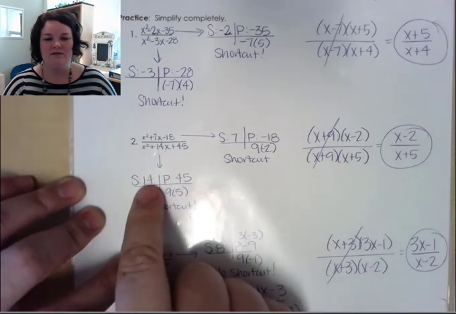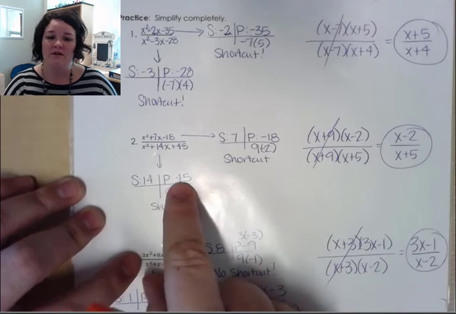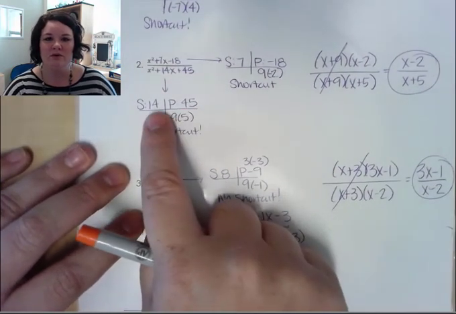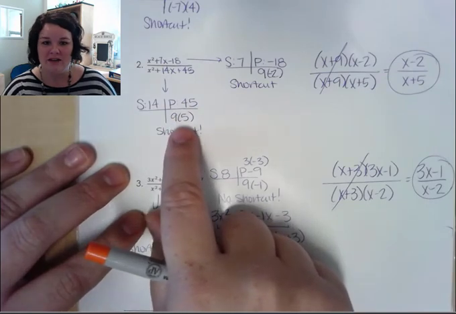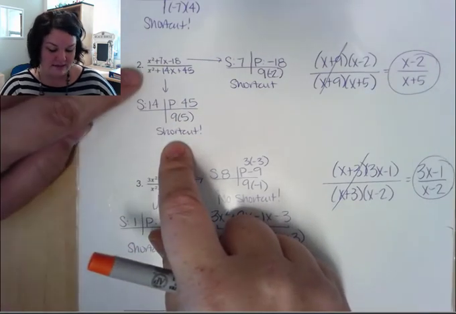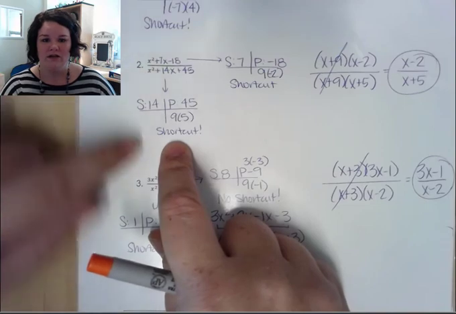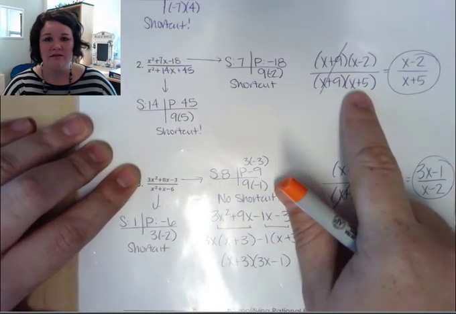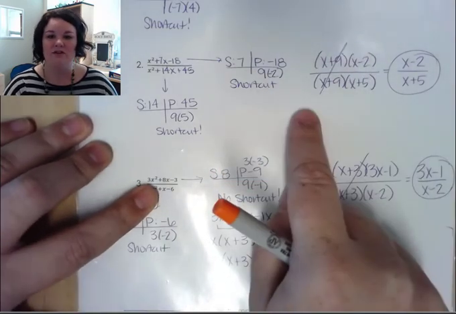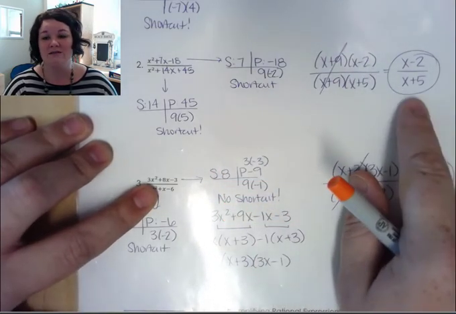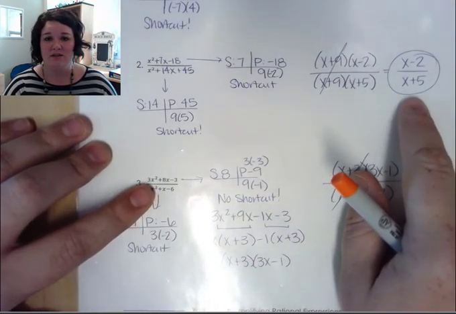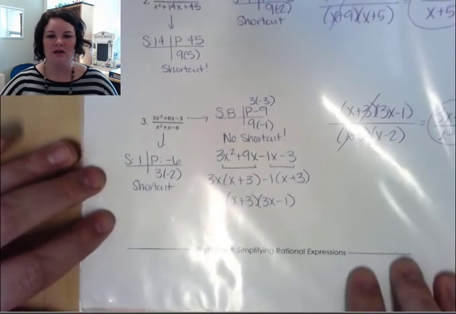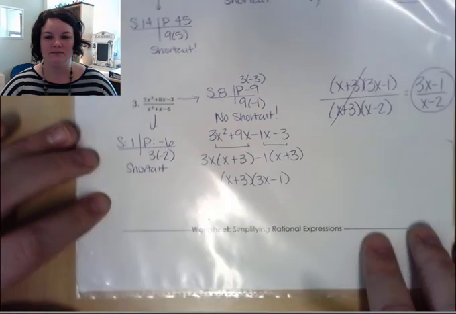And then I want to do the same thing on the bottom here, right? This time my sum is 14 and my product is 45. So I need 2 numbers that multiply to 45 that combine to 14, which would be 9 and 5. And again, I can use the shortcut because my leading coefficient is a 1. So the bottom will factor into x plus 9 times x plus 5. And when I cancel my common factor on top and bottom, I'm left with just x minus 2 over x plus 5, right?